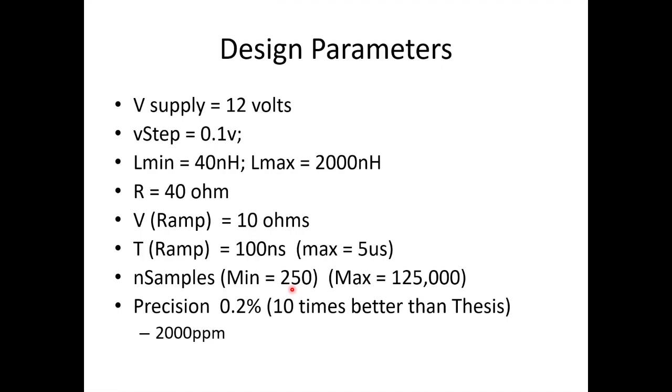Now, as far as precision goes, the precision that we had with the data using the Agilent LCR meter, the match between the measured and the theoretical, was 2%. So in this data series, I want to take at least a factor of 10 bite out of that. And so the precision that we're looking for is 0.2%, which works out to 2,000 parts per million. I think we're going to do a lot better than that, but at least this gives us a starting point.